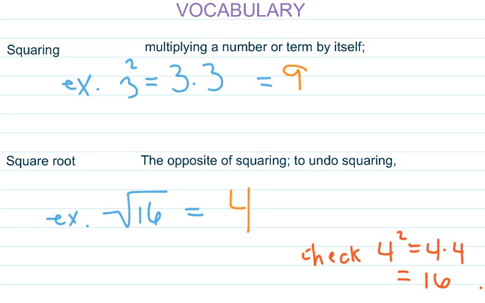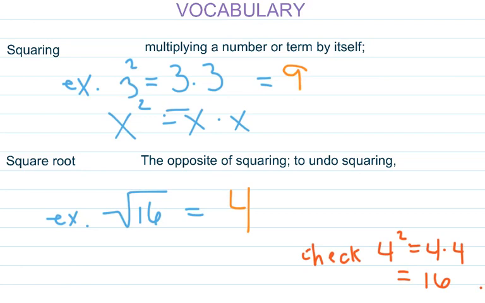Squaring. That's the opposite of square root. It's multiplying a number or a term by itself. So we have 3 squared equals 3 times 3, which equals 9. You can also add in there, if I have x squared, that means x times x, right?